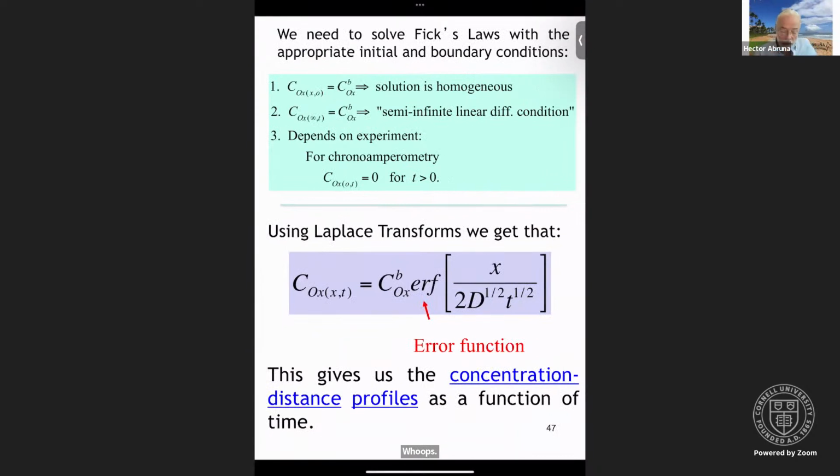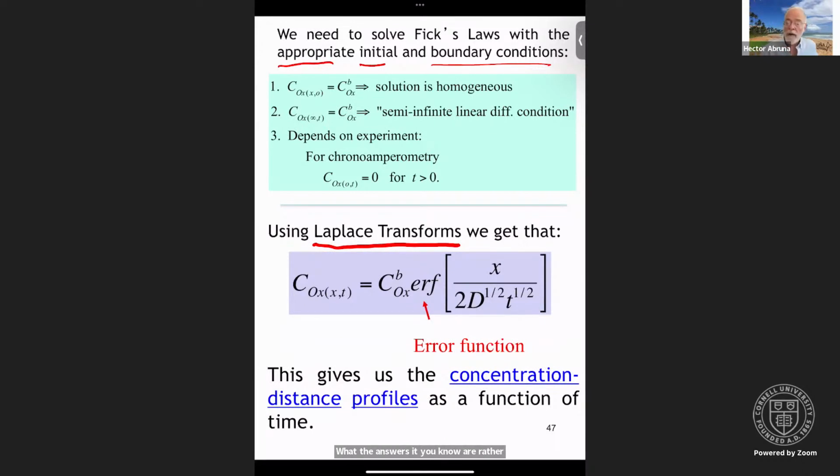We need to solve Fick's laws with the appropriate initial and boundary conditions. These are partial differential equations. And so the way we do this is using Laplace transforms, which we will just give you what the answers are rather than going through the whole process.